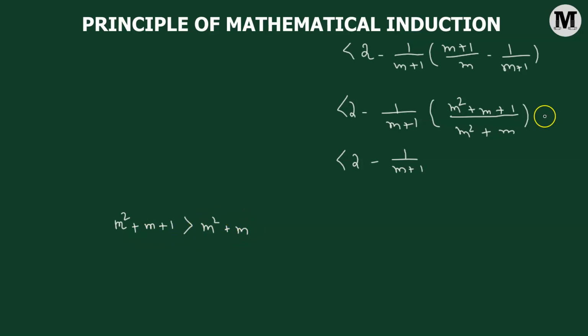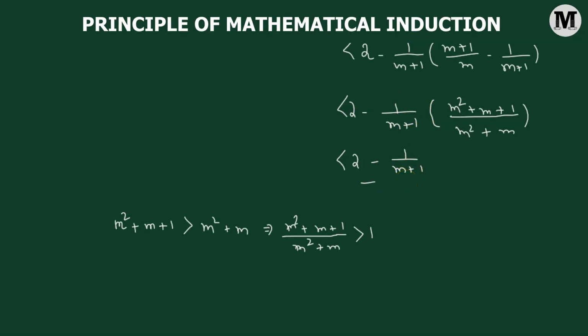If this is the case, this simply means that this expression, m squared plus m plus 1 divided by m squared plus m, that entire expression must be greater than 1. Right. If this is greater than 1, then we have 1 over (m plus 1) multiplied by a factor which is greater than 1. And that ultimately means this entire expression is going to be a big number. And since we are subtracting from 2, whatever value we get is always going to be lesser than 2 minus 1 over (m plus 1).